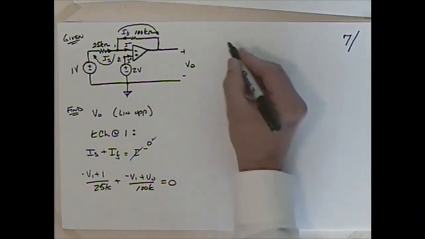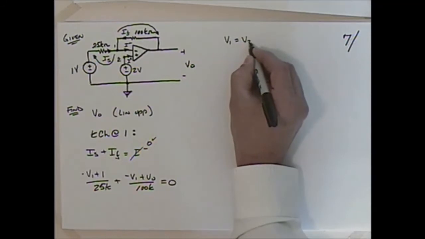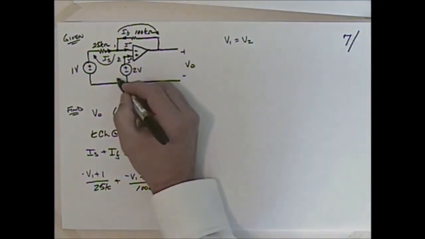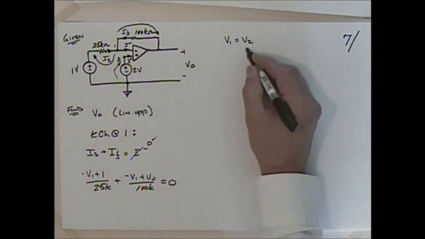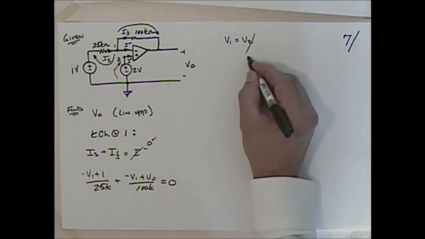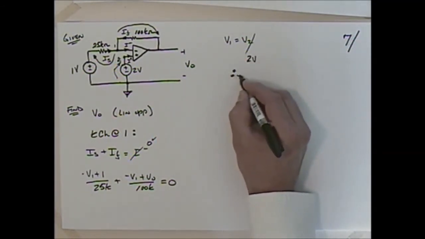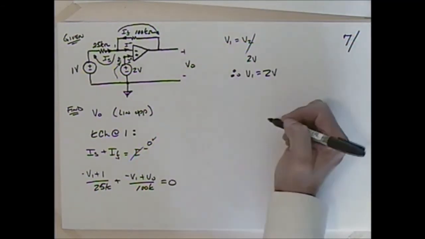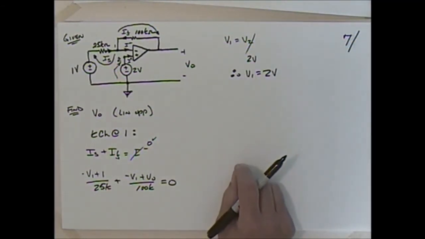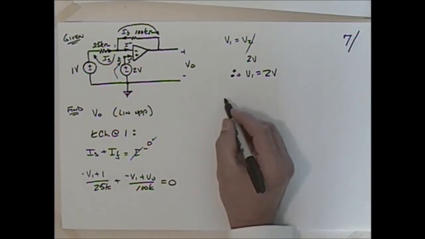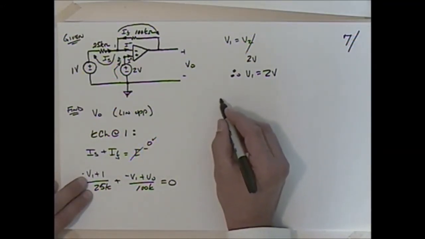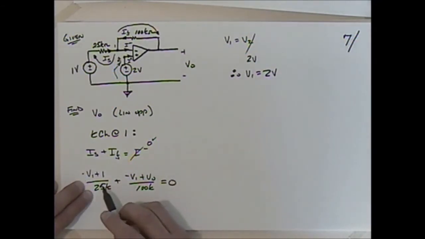One other thing with our linear assumption is that V1 is equal to V2. Well, what's V2? V2 is now this voltage here, isn't it? So V2 is equal to 2 volts. So we know that V1 is equal to 2 volts. Okay, with that then I can come over and say that I have, let's see, what's the best way to do that? I think I can just put in the 2 volts there, so I'll have -2.